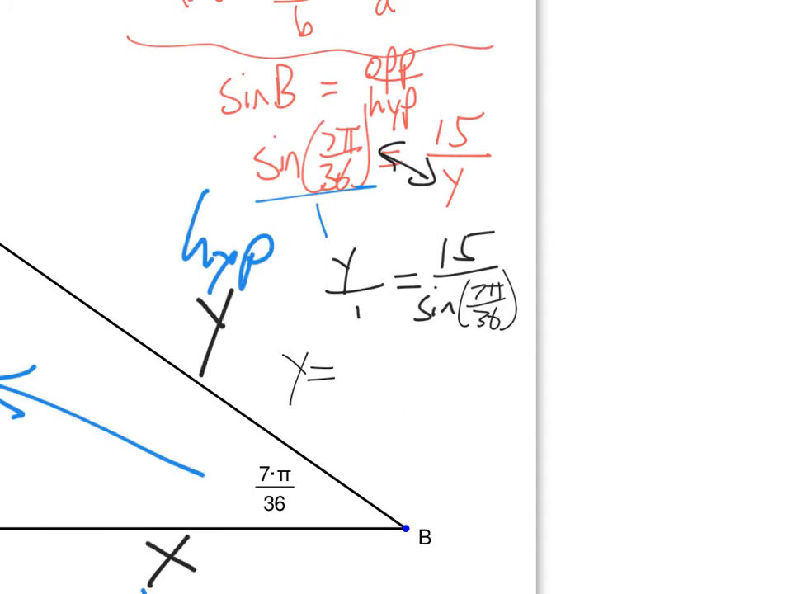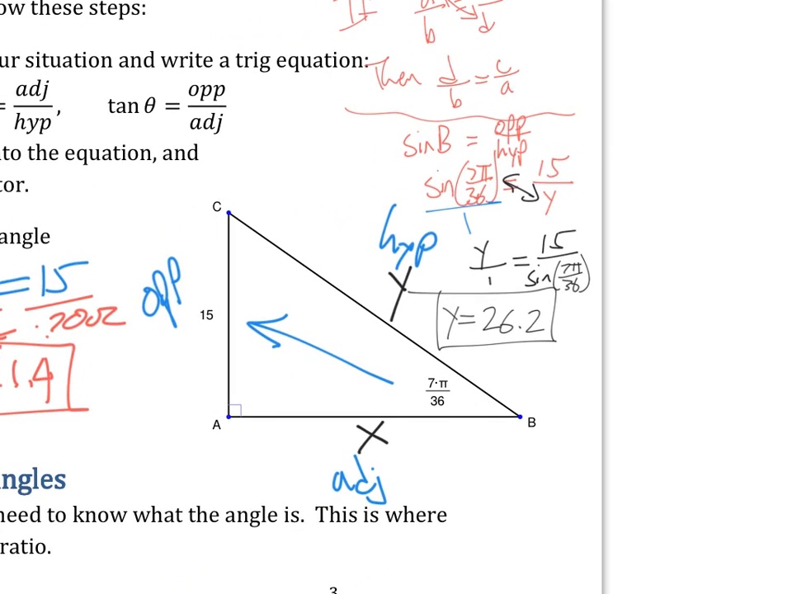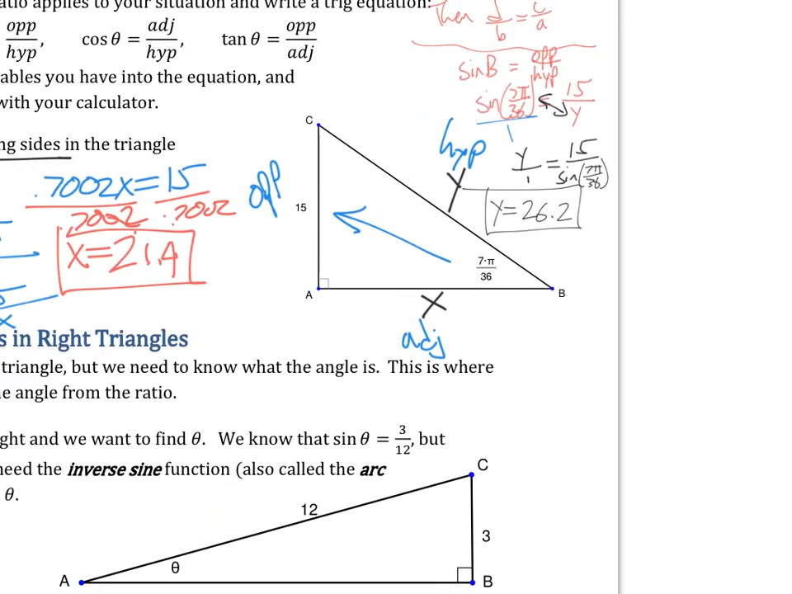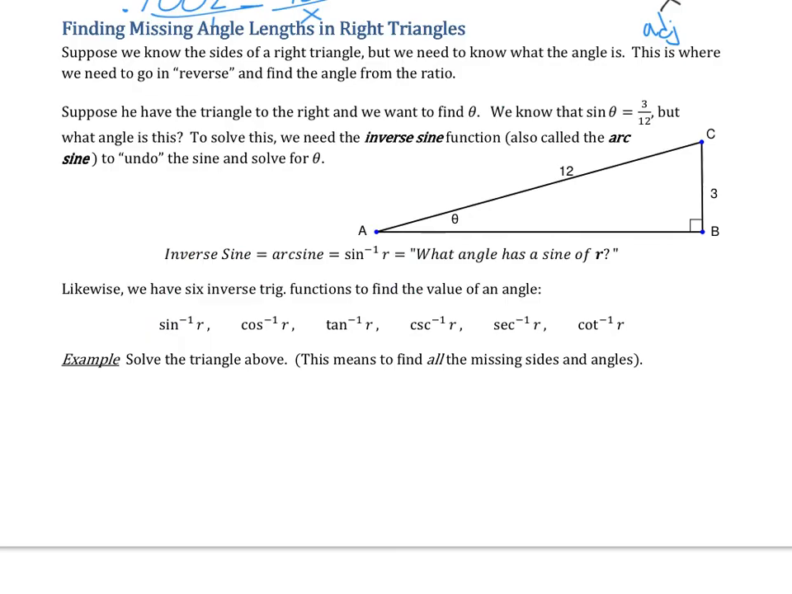And so if we divide that out on our calculator, we should get about 26.15. We'll round that off to 26.2. All right? And that's good because that's the hypotenuse. The hypotenuse is the largest side, and that's larger than these two here. So now we can find missing sides using trigonometric functions: sine, cosine, and tangent.